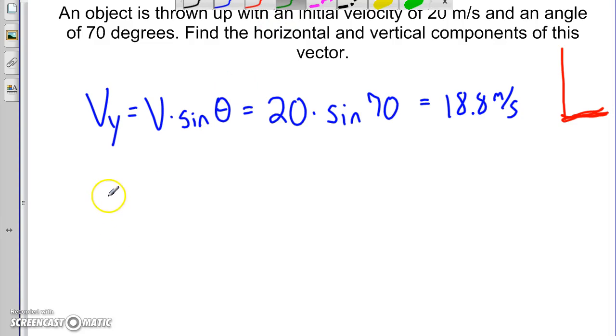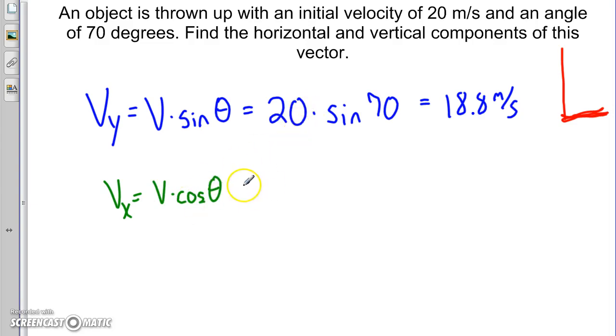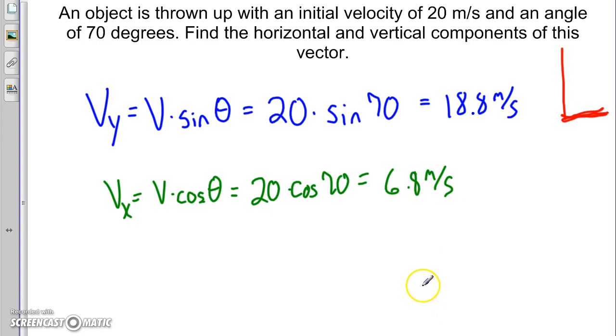I'm about to run out of time, so I've got to go fast. Vx is going to be v times the cosine of theta. The only thing that really changes is we're using cosine instead of sine. So 20 times the cosine of 70 is 6.84. We'll call it 6.8 meters per second. Simple enough. So you can use these two equations to break up vectors.